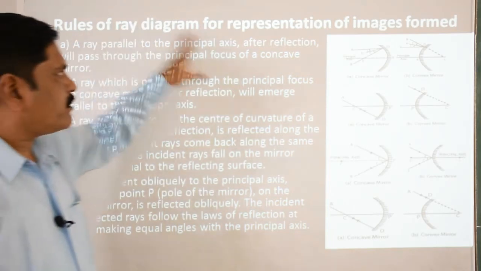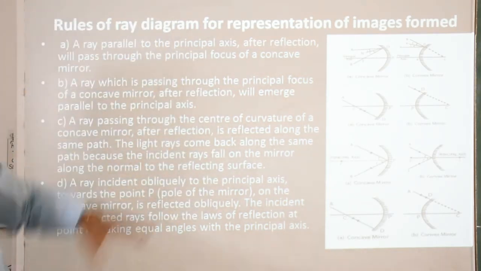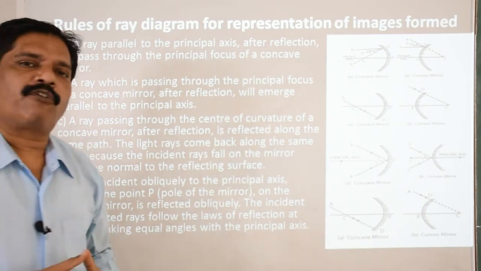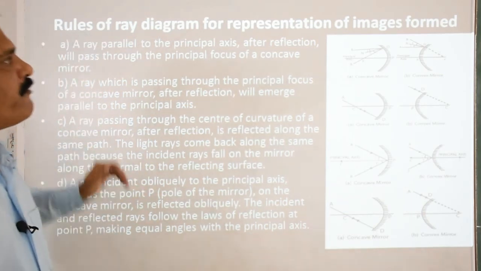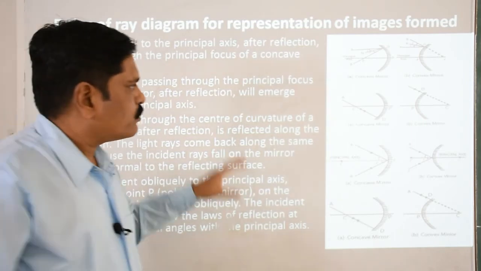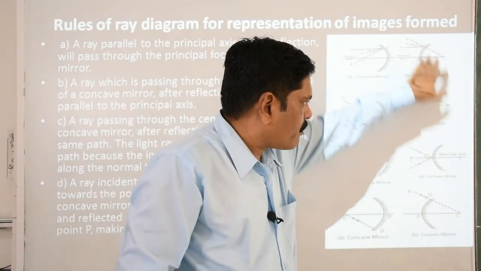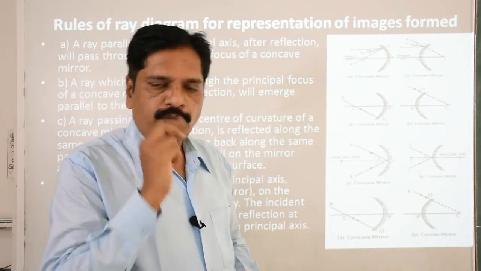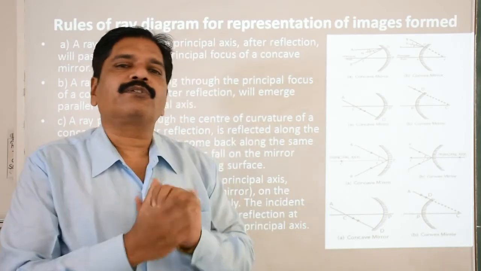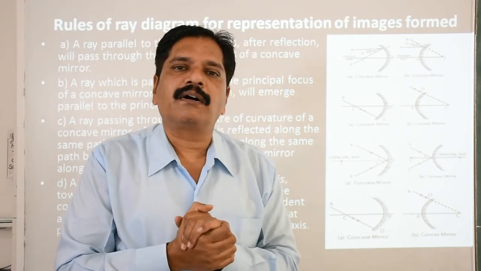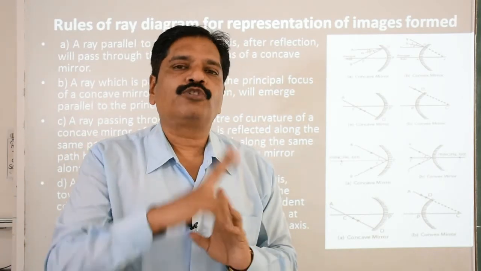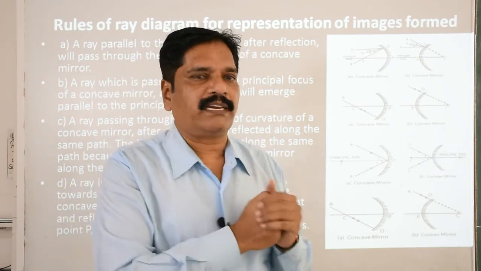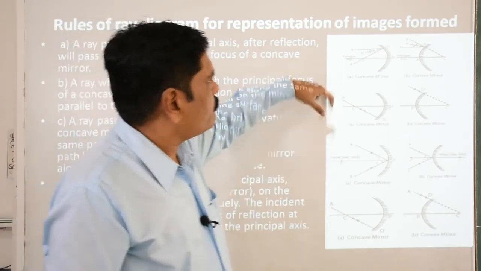Now we are going to discuss the rules of ray diagrams for representing image formation. For the formation of the image, a few facts are compulsory. With the help of these two diagrams, one for a convex and one for a concave mirror, we can learn this: for the formation of an image by a spherical mirror, you surely need at least two light rays. Remember, at least two light rays. Clear? So here we should learn a few facts.